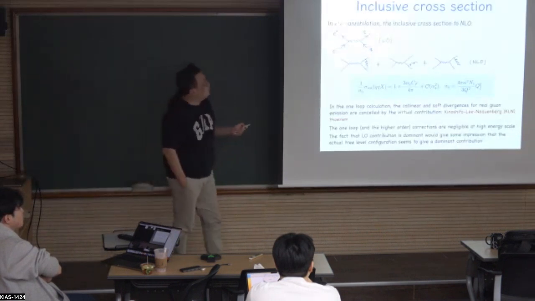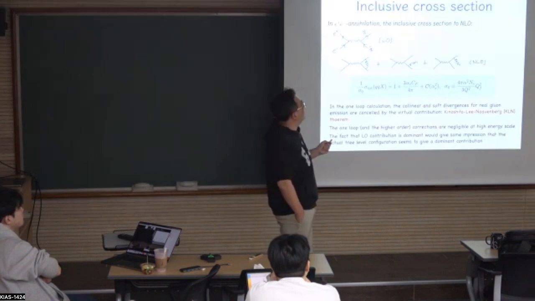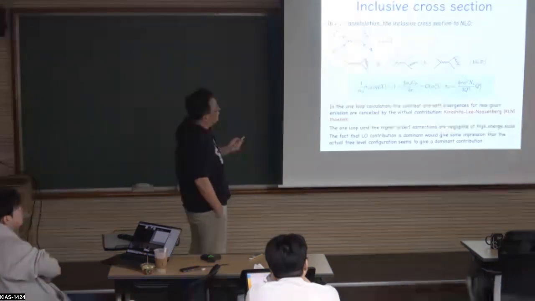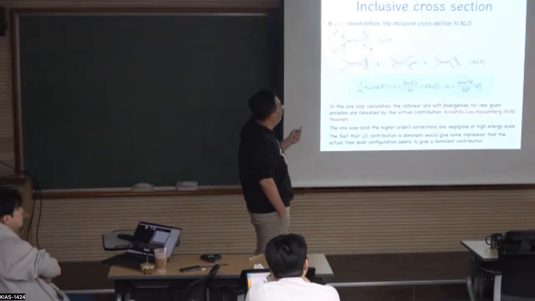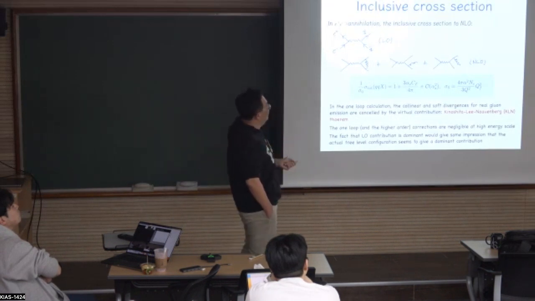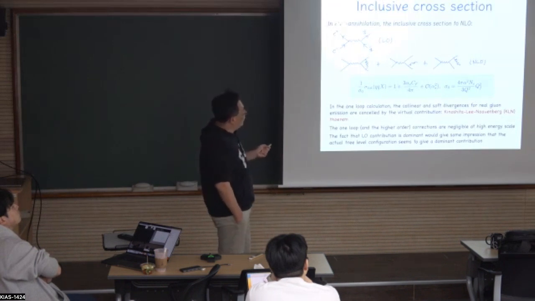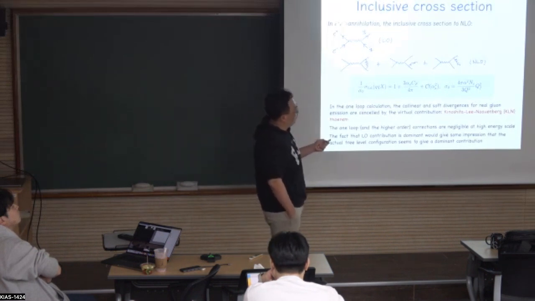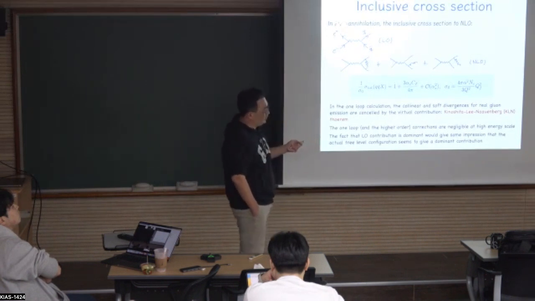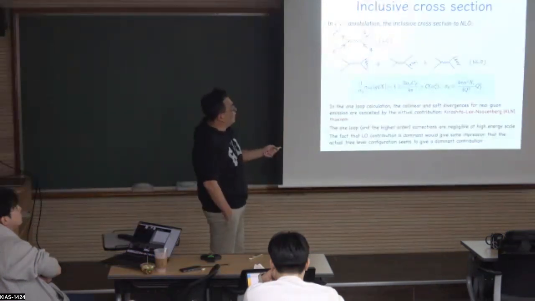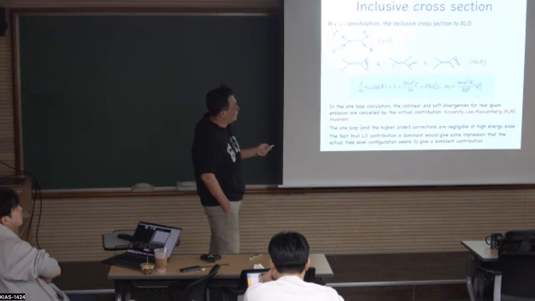To begin with, let's consider an inclusive process. For example, here I have considered the e+ e- annihilation and the q qbar pair production. When you consider this kind of inclusive process, at leading order it can be simply given by the tree diagram. At next-to-leading order in alpha_s, we have to compute the virtual contribution and the real gluon emission, where the gluon can be emitted from the q qbar pair. After the computation of the next-to-leading order, we can obtain the following result.